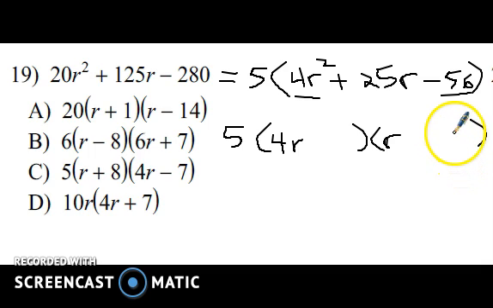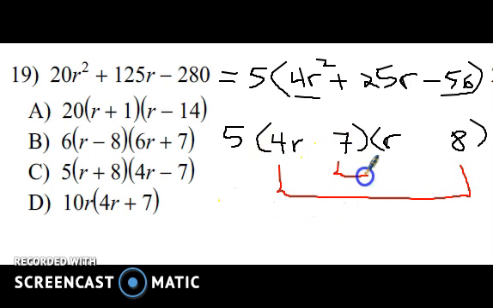7 and 8. So I'm going to try the 8 and the 7, just like my answer choice has given me. How do I know if that's right or not? I have to look at the outer 2 multiplied and the inner 2 multiplied and see if I can get that middle number there.